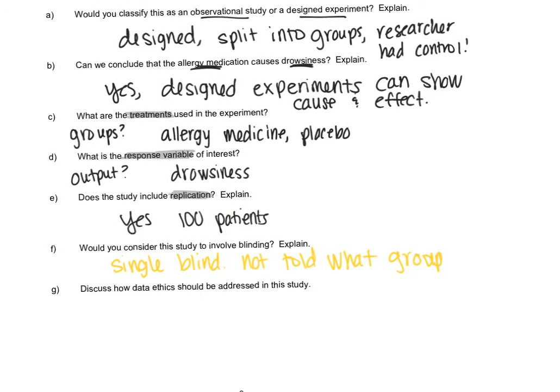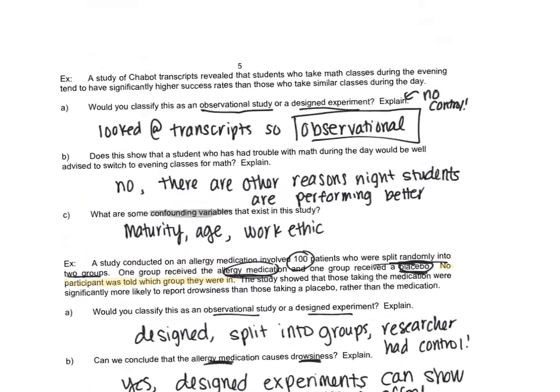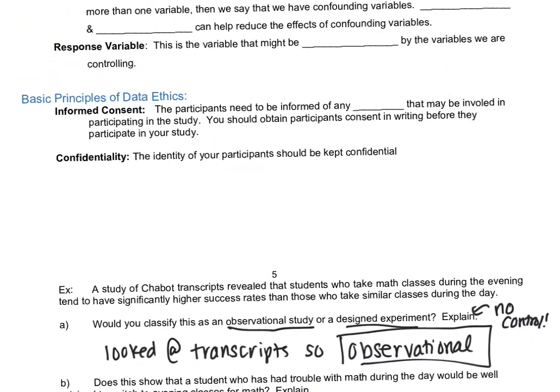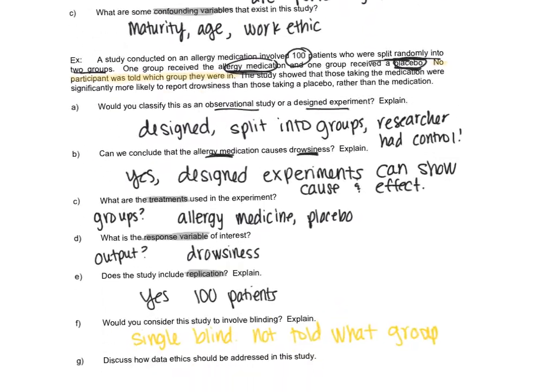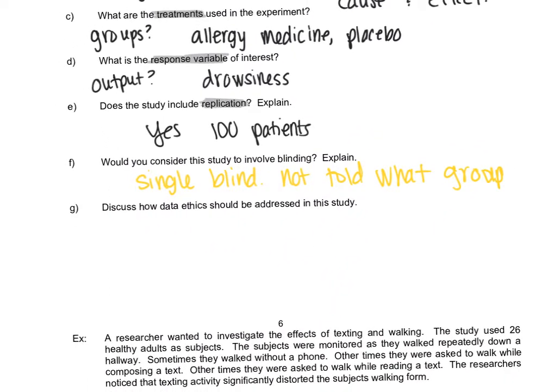And then data ethics was just kind of three things really quickly from the definitions. Data ethics is consent. So basically that was informing of risks, getting consent in writing, and confidentiality. So this is really true for any study. So we should inform risks, written consent, and the last one was confidentiality.